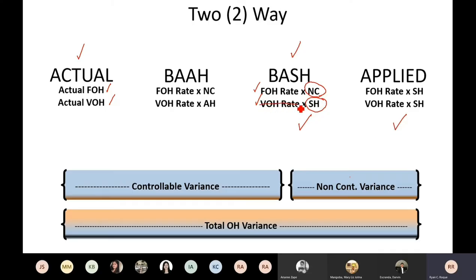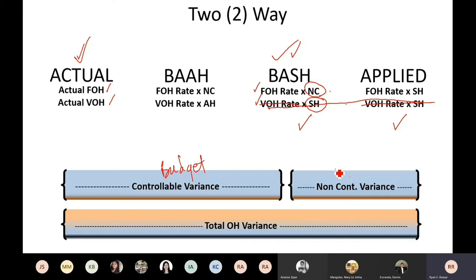Sir, wala pong variable overhead rate. Walang problema. Remember, pag wala yung variable, magkamukha yan. I-add mo dito sa BASH, i-add mo rin sa applied. Compare mo na lang yung fixed component. Okay, and by the way, ang ibang tawag natin sa controllable ay budget variance. Bakit naging budget variance? Kasi we are comparing actual and your budget.